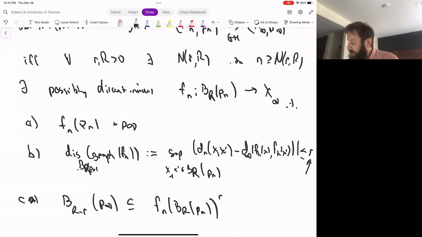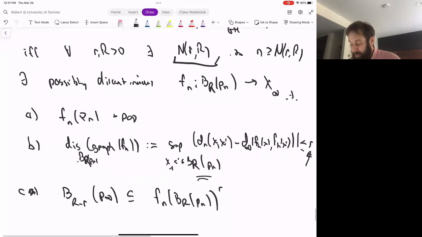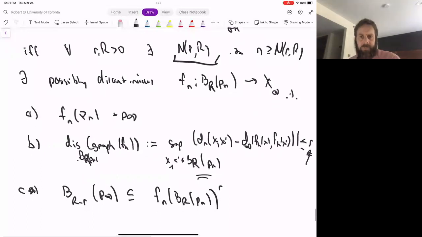So this is like being an epsilon isometry with size epsilon equals r, but I don't ask for that to hold globally. I ask for it only to hold on these large balls. And the point is that the n here is uniform. It depends only on the smallness little r of the error term and the largeness capital R of the size of the ball. Questions?